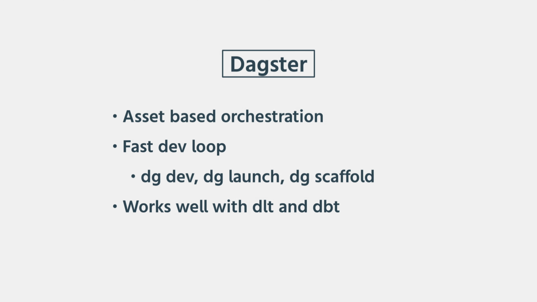Next, let's look at the same pipeline in Dagster to see the asset-first take on orchestration. Dagster centers on assets, not just tasks. You model tables and files as assets and the code that builds them.